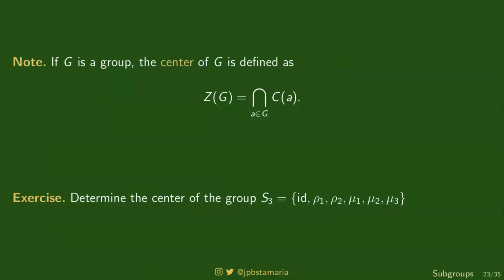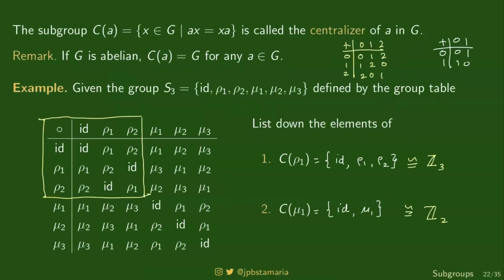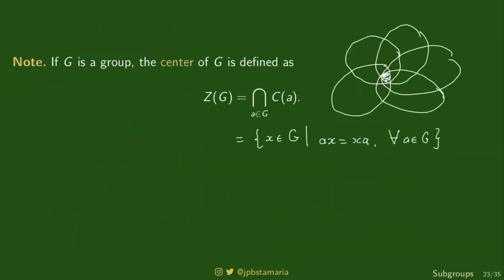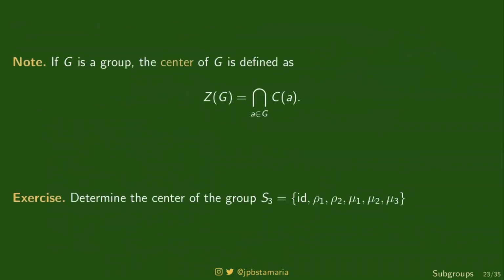Hindi na mahirap. Just look at the table of S3 once again. Kung nagsusulat kayo, dapat meron kayong table nito sa mga notes ninyo. What are the elements that commute with everyone? Ano kaya yun? Siyempre, maliban sa identity, sino pa kaya? So, yan, aalamin ninyo. What I have just shown you is a way to construct subgroups out of a given element, right? Okay. So, there are actually more convenient ways.